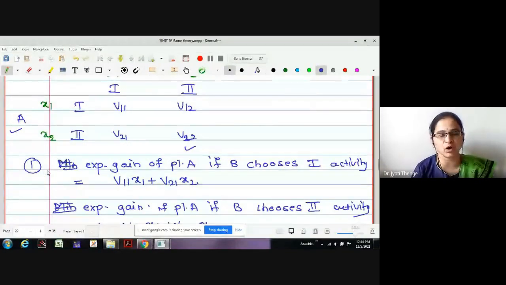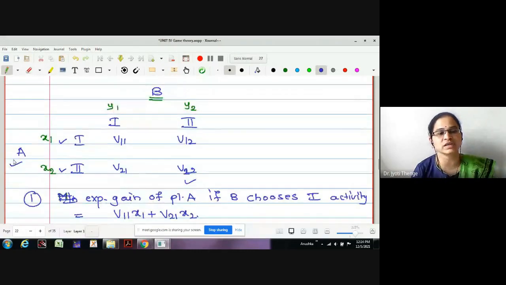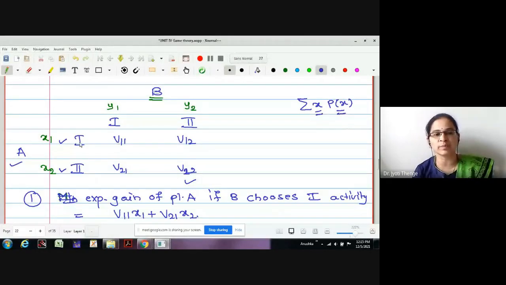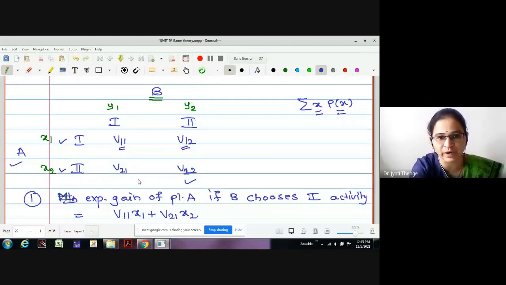Expected losses to player B can be obtained by selecting A chooses to play first activity and second activity. Therefore, what will be the expected loss if A chooses first activity? Is it v11 into y1, v12 into y2? According to our mathematical expectation formula, x into p of x, an outcome of event into its probability. What is the outcome of an event if both the players choose to play first activity? v11 is an outcome. Similarly, if A chooses first, B chooses second, this is the outcome into the corresponding probabilities we have to write. Is that okay? v11 y1, v12 y2 we have to write.